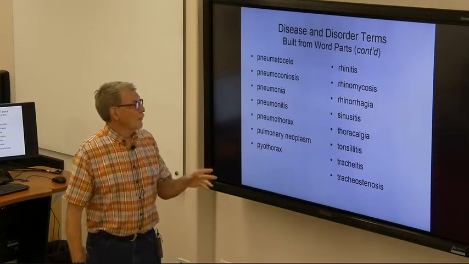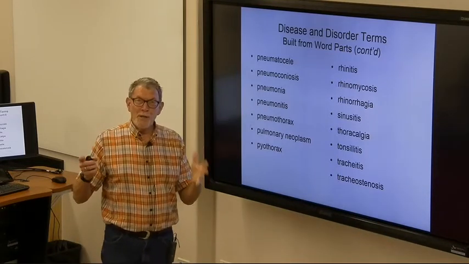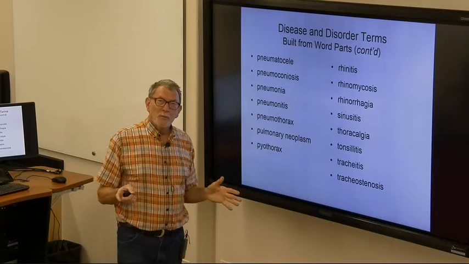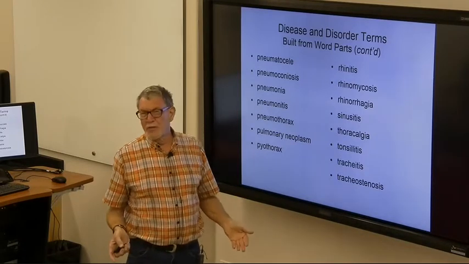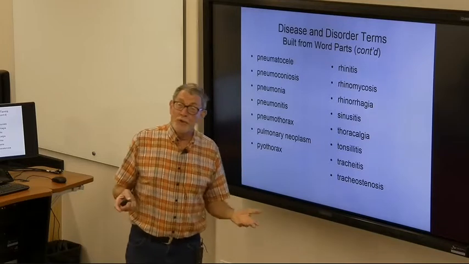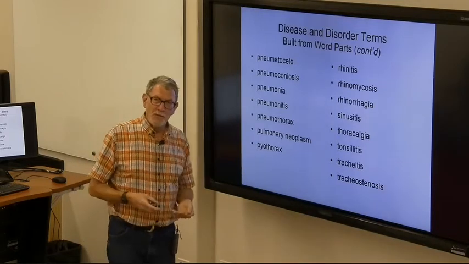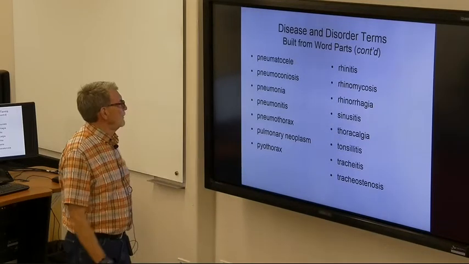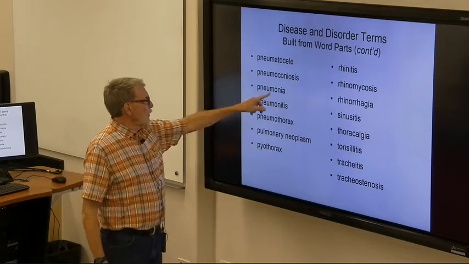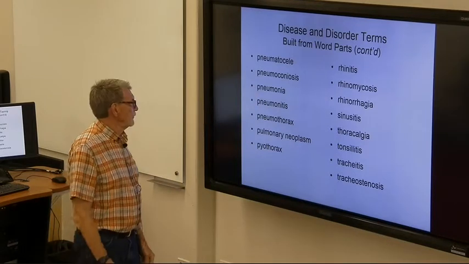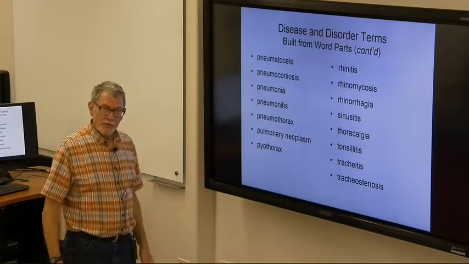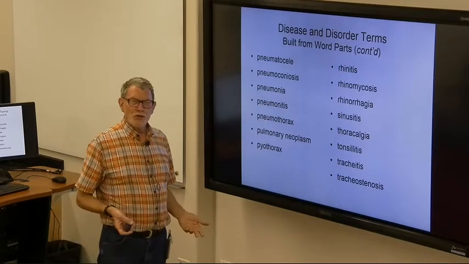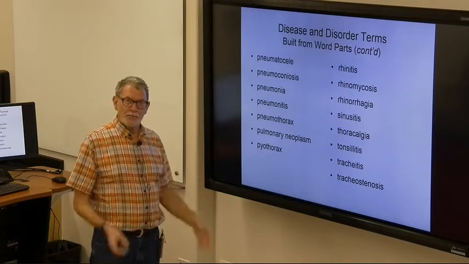Pneumoconiosis. This is a really common thing when people are in conditions where there's a lot of dust, a lot of mineral in the dust, or something, and it causes inflammation in the lungs from breathing so much of it. Pneumonia is an infection of the lungs. Pneumonitis, inflammation of the lungs. You know, it could be from an allergen that it's not infected, it's just inflamed.